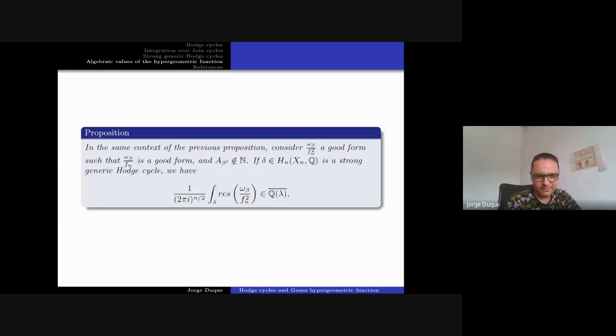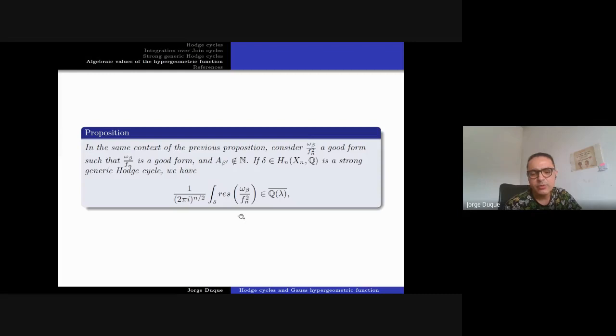But observe that in the two-dimensional case, this result is independent of this condition. In the two-dimensional case we don't need this condition, since we know that these periods are combinations of hypergeometric functions. So what will be the nature of the hypergeometric functions that appear in the integral when this form is not a good form?